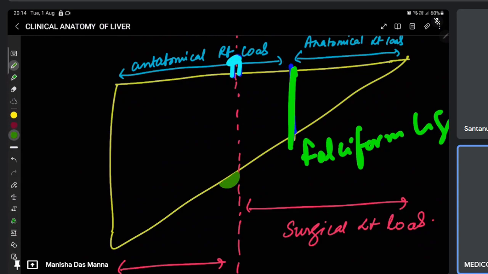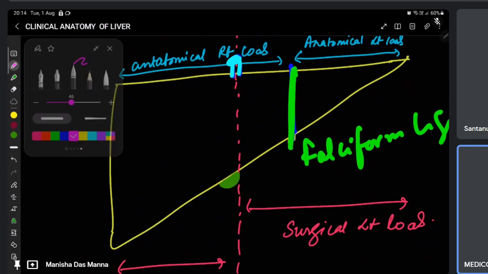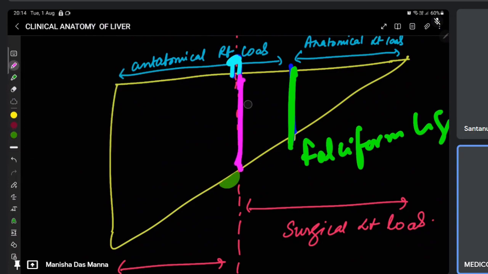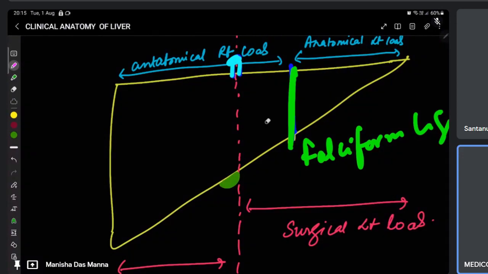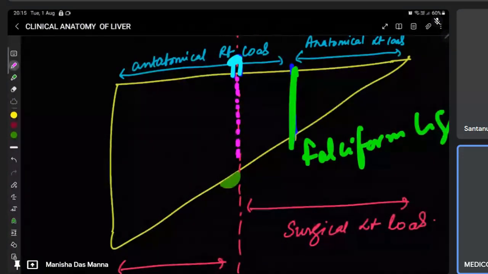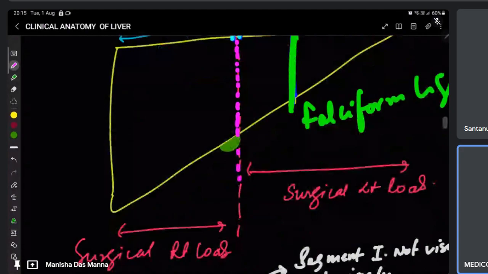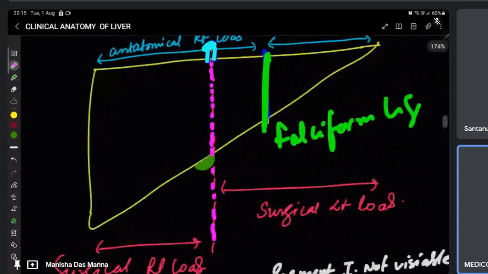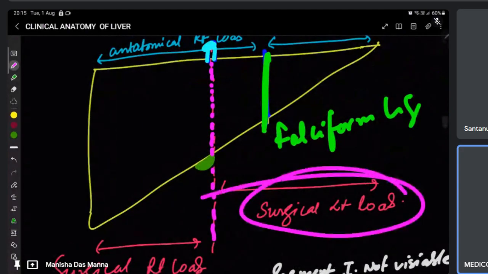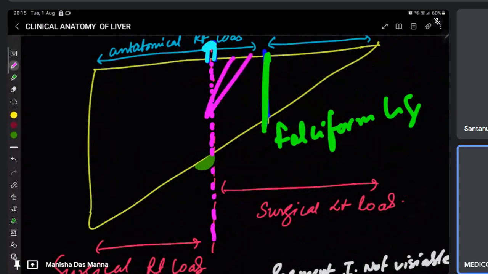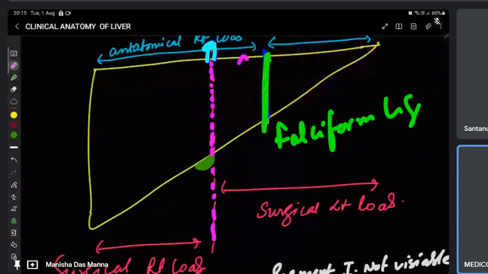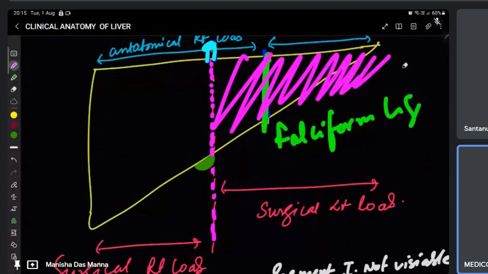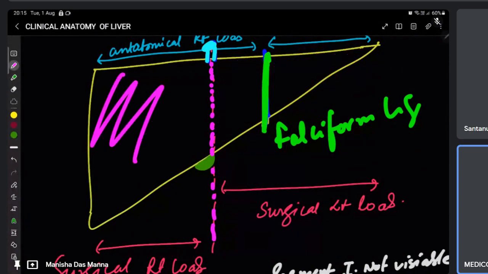Now, one surgical line, which is an imaginary line. In reality, there is no existence of this line, but in reality, the falciform ligament exists. This imaginary line divides your liver into two segments. This much portion is totally the surgical left lobe, and this is totally the surgical right lobe.